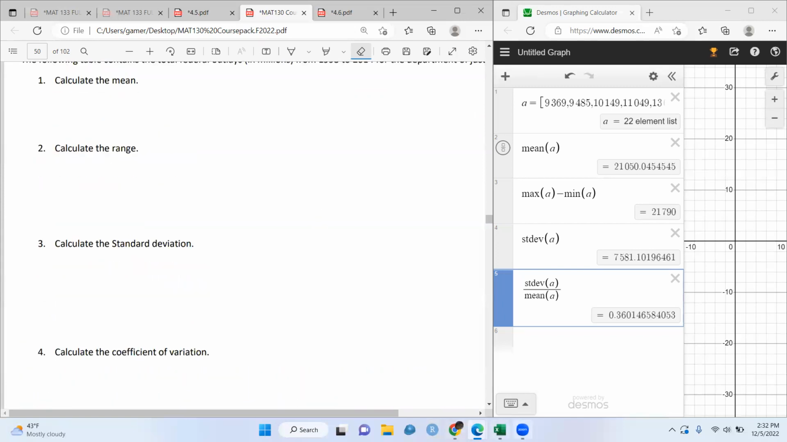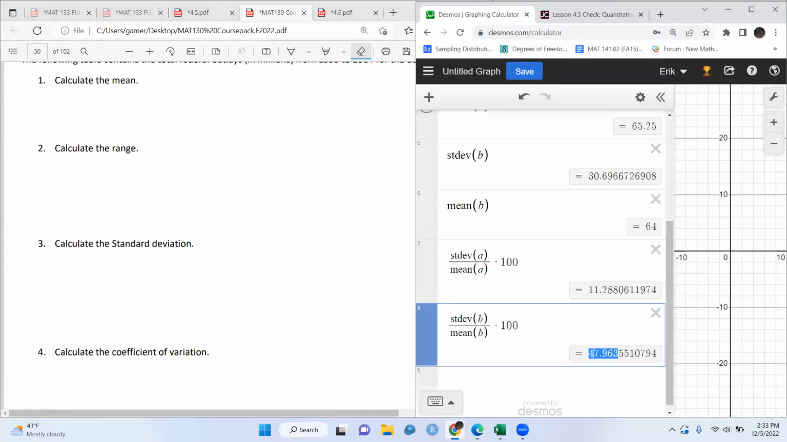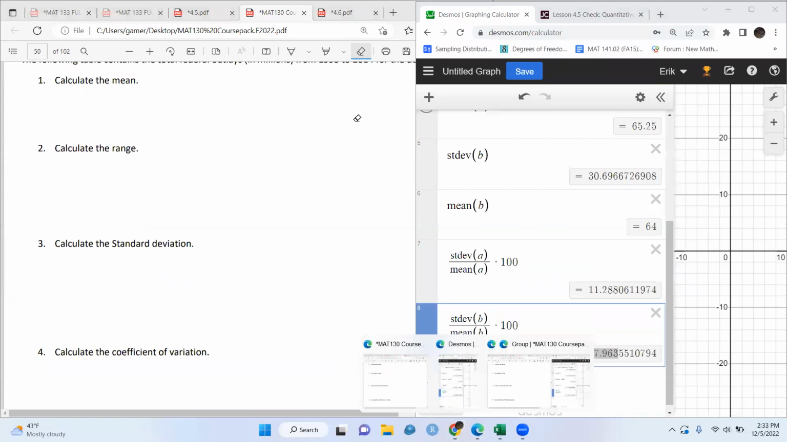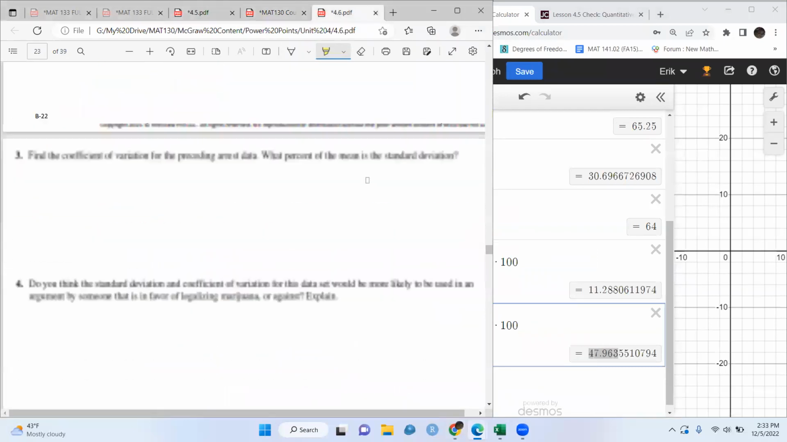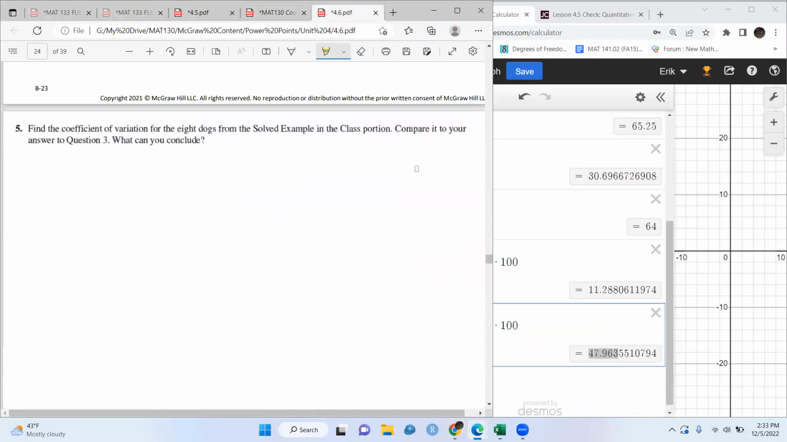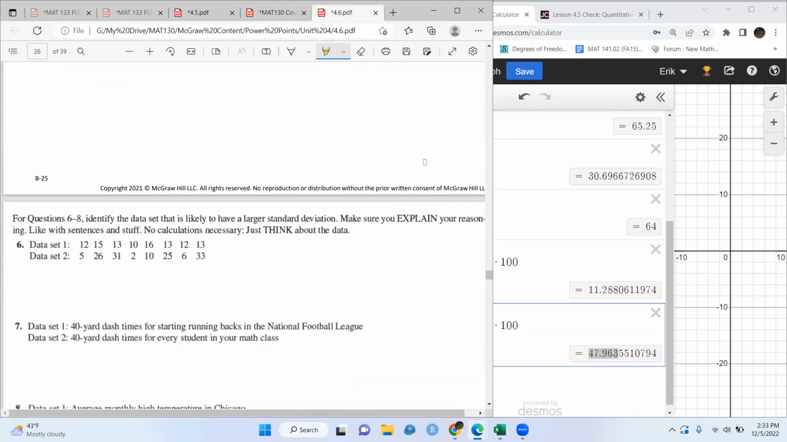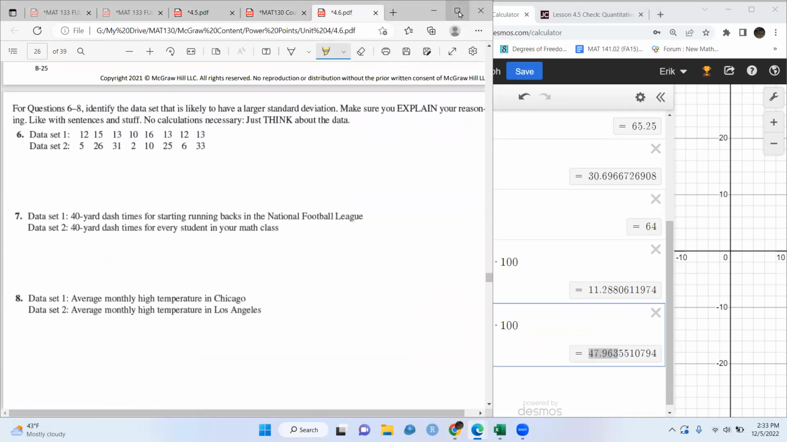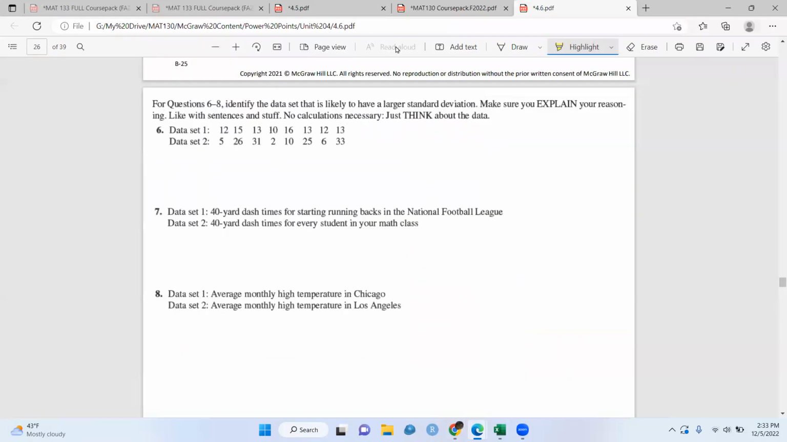Okay, so that was a really fast look at 4.6, and we've really hit the highlights. But one of the things I want to make sure you get is what the standard deviation really tells us. How do we understand it? So let's take a look at these 3 questions. We're going to identify the data set. I'm going to ignore number 6. Forget that. We're just going to calculate it.